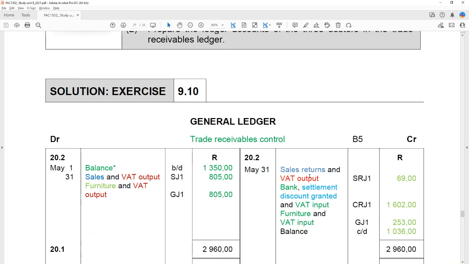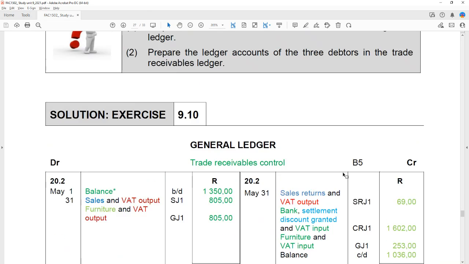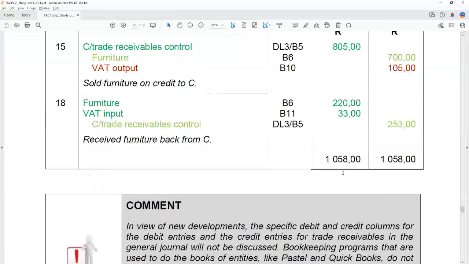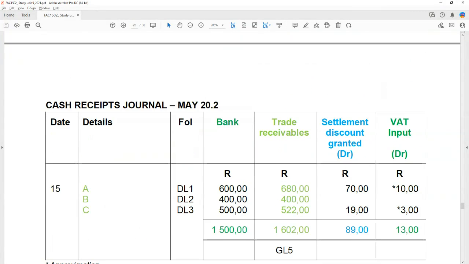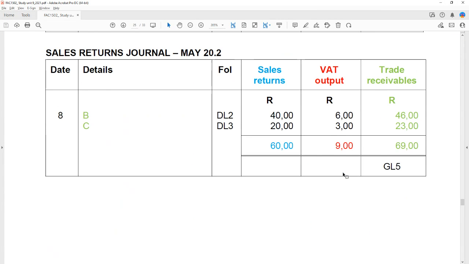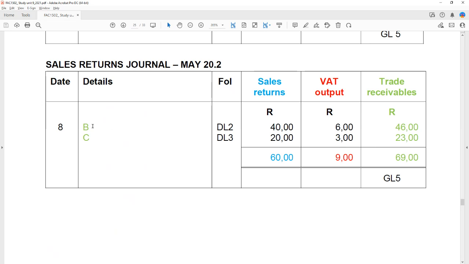Now, then on the credit side, we have our sales returns and VAT output, which comes from our sales returns journal. We said when the debtor returns merchandise to us, the balance of the debtor must decrease because the debtor owes us less. And to decrease the balance of a debtor, you must credit it. And therefore, if we look at our sales returns journal, we note that we have these transactions for debtor B and C.